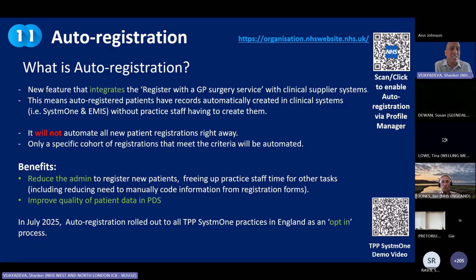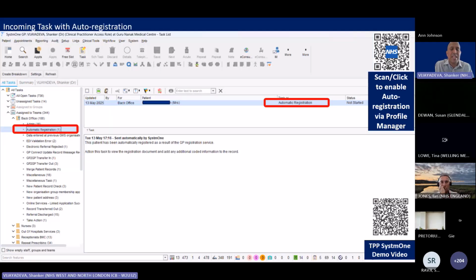The benefits of this are obviously to reduce your admin and improve your data, because it will actually transfer some of that coded information from the form into your record. Now, if you're using an RPA provider, then you're probably used to this. I guess the one advantage is that it obviously comes free, so there's a cost advantage. Last summer, this rolled out for TPP SystmOne. It had a pilot phase before that. All practices in England can have that. Now, I know most of the PHSs on this call are EMIS. London is mainly EMIS, and EMIS is in the pilot phase and hoping to roll out later this year.